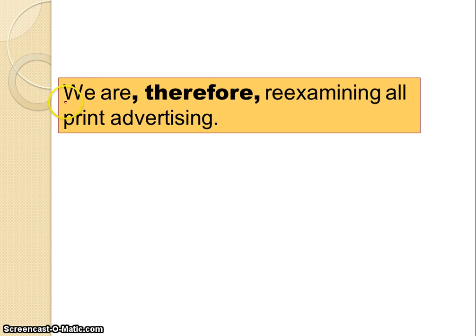Okay, we are, therefore, re-examining all print and advertising. Now, we're not joining anything of equal value here because we have we are, which is a subject and a verb, re-examining all the print advertising. We could ignore this part right here and have our sentence still make sense. So it's an interrupting part. It's just there for interest, or making your sentence sound more interesting. So we don't really need it there, so we could ignore it and read the sentence without it. So if we can do that, we want to put a comma before and after it.